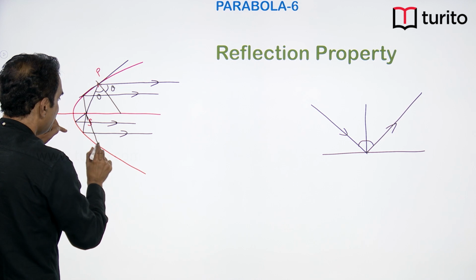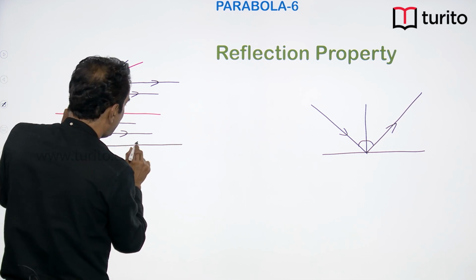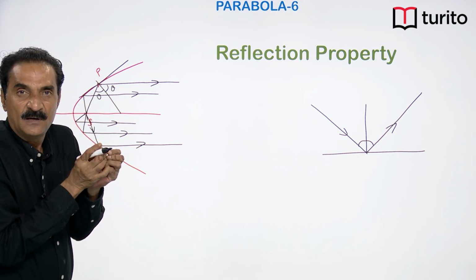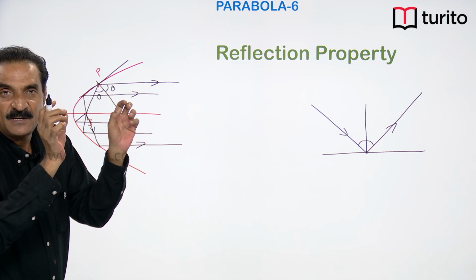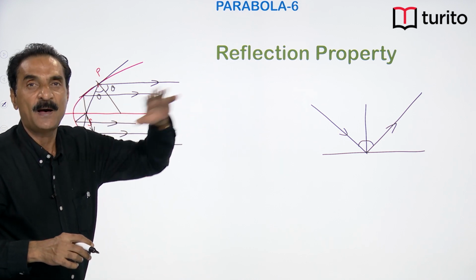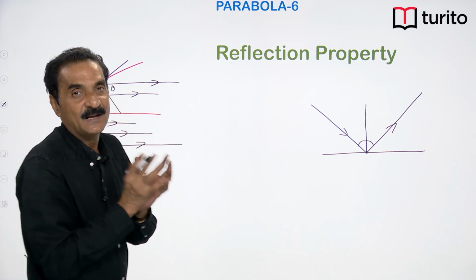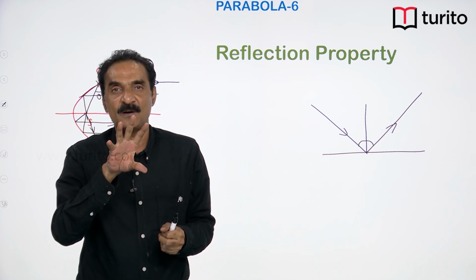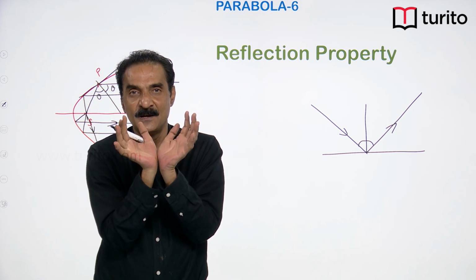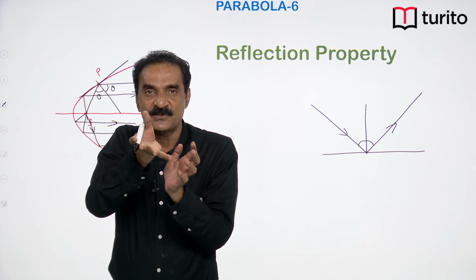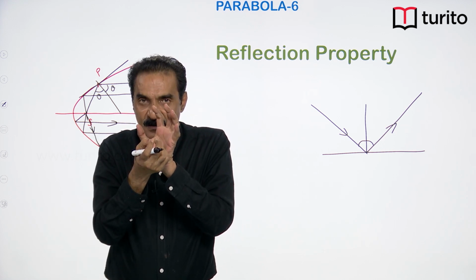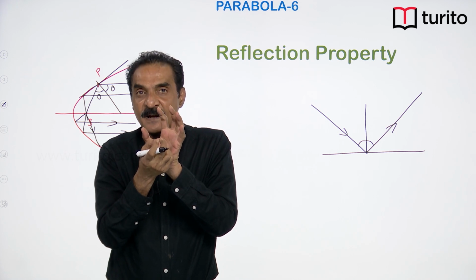That means if you keep a source of light at the focus, then the rays of light emerging from the source of light, after striking the parabola, will get reflected and reflected rays will travel parallel to the axis. This is the reason why the domes of the headlights of the vehicles will be made in the form of a paraboloid. If you revolve a parabola about its axis, the surface formed is called paraboloid. Then the source of light, that is bulb, will be kept at the focus.